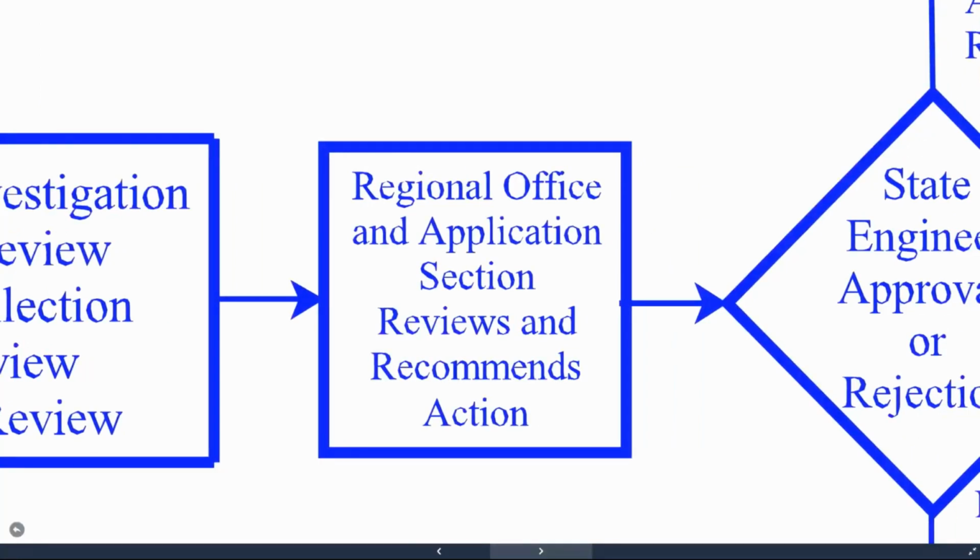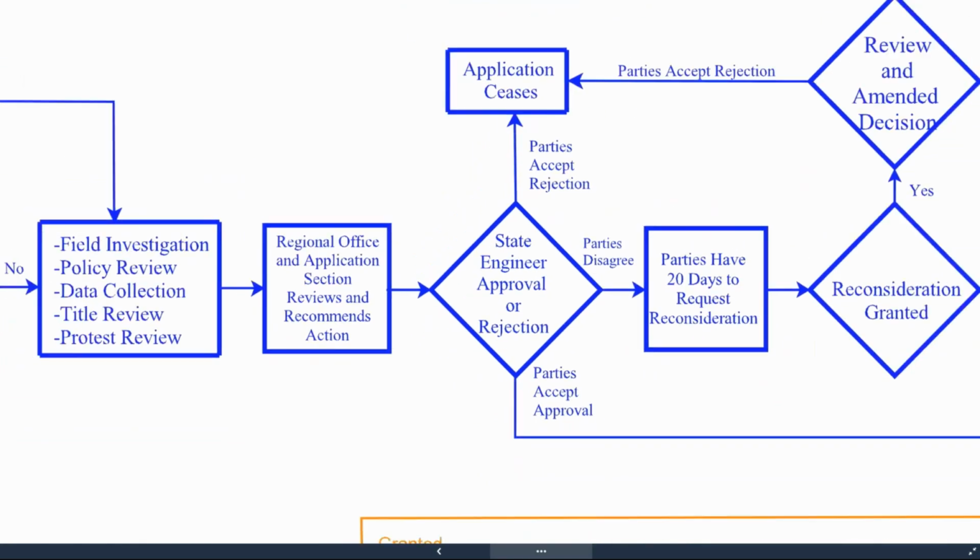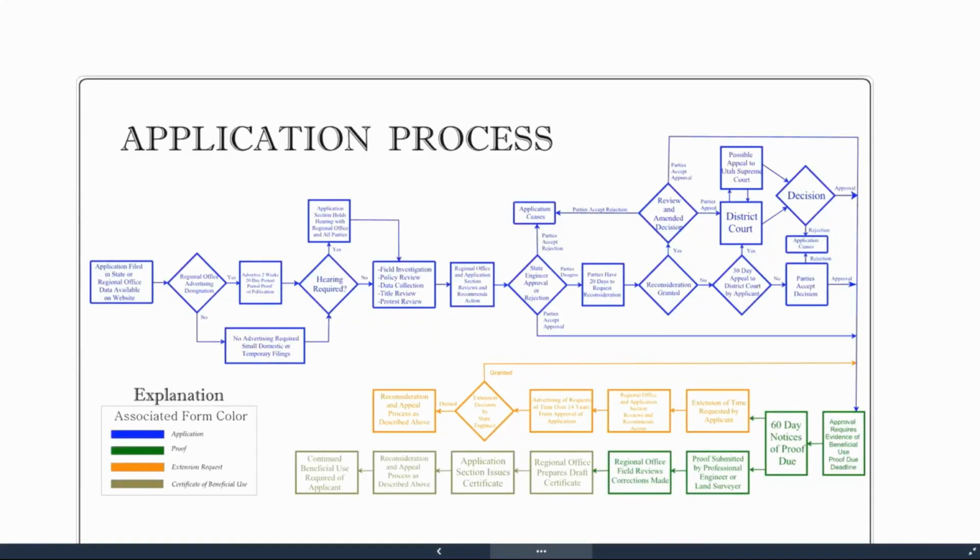Based on the regional engineer's findings, a recommendation is prepared and reviewed with the application and records section. A final draft decision is then prepared for review of the state engineer. The state engineer then reviews the decision, consults with the regional engineer and assistant state engineer, and will then render a decision to approve with conditions, or reject the application. The decision of the state engineer is served on all parties to the action. Part 2 and Part 3 of this video series will discuss the administrative procedures following a decision of the state engineer.